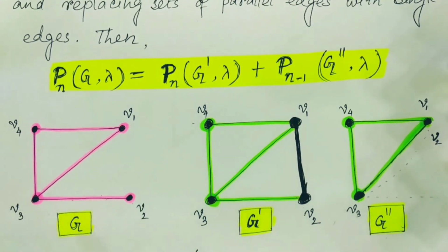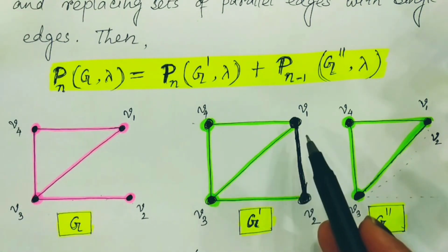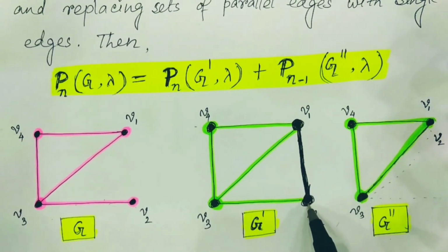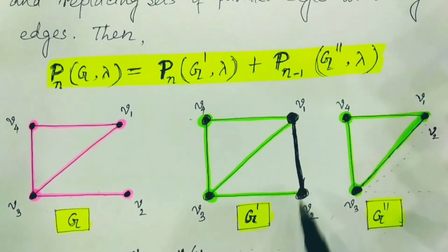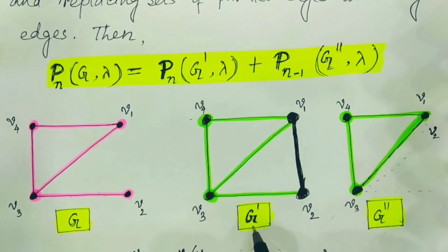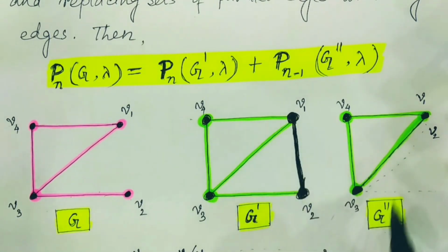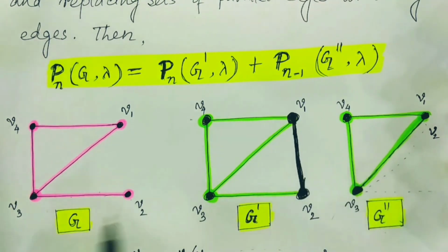So any graph is given, from there we find which are the non-adjacent vertices. Any one pair we consider initially. After that, in the first step, we just add V1, V2. That means we add these two non-adjacent vertices by joining one edge, and we create one graph that is called G dash. And by merging these two vertices, we get another graph which is termed G double dash.